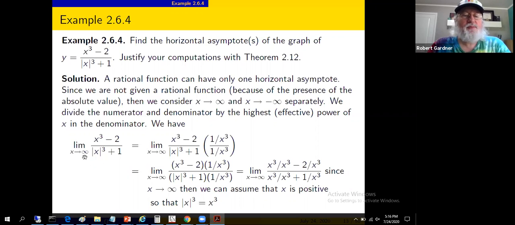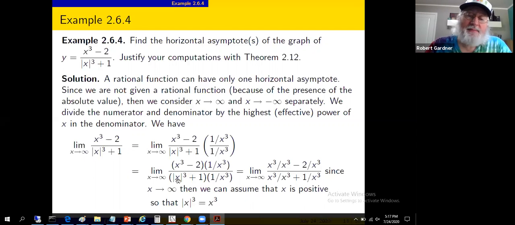So let's take a limit as x approaches positive infinity. Okay. We'll divide numerator and denominator by the effective highest power of x in the denominator. So it's effectively x cubed. Distribute, you get x cubes here. X cubed over x cubed, we can cancel those, provided x isn't 0. It isn't 0, it's a big positive number. Oh, x is approaching positive infinity, then x is positive. And the absolute value of x cubed is the same as x cubed when x is positive. You can drop the absolute values. We check that because x is positive.